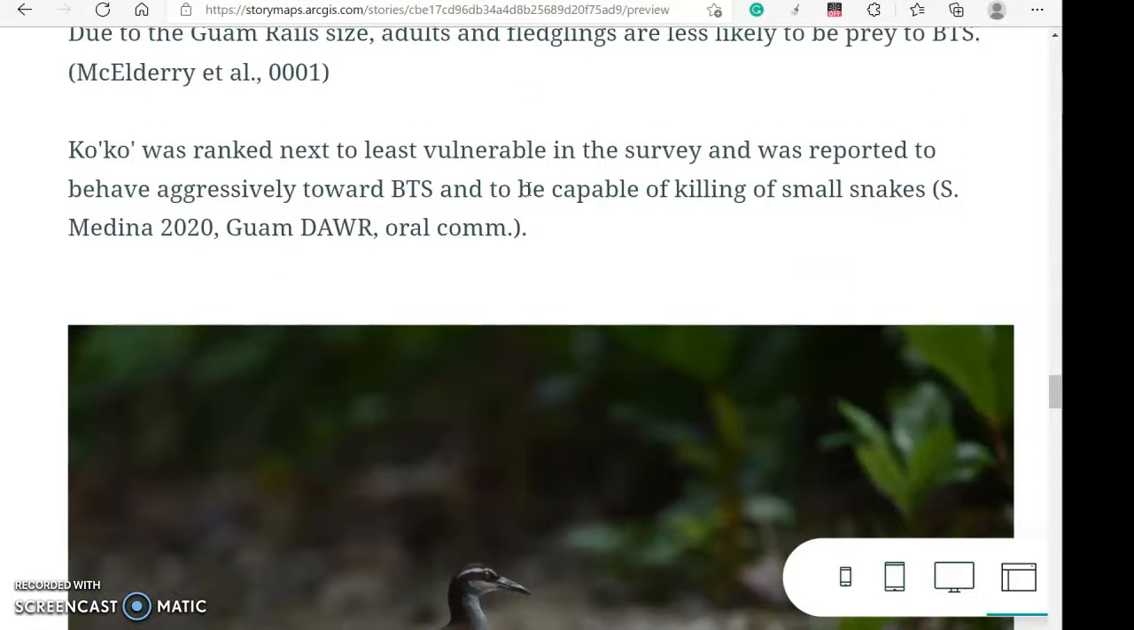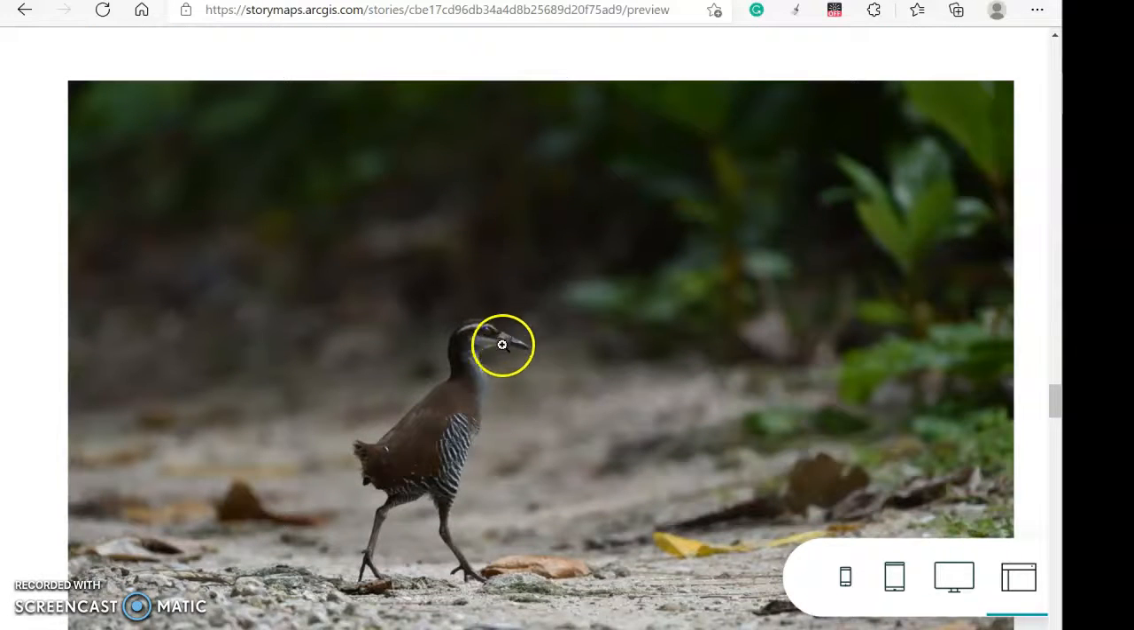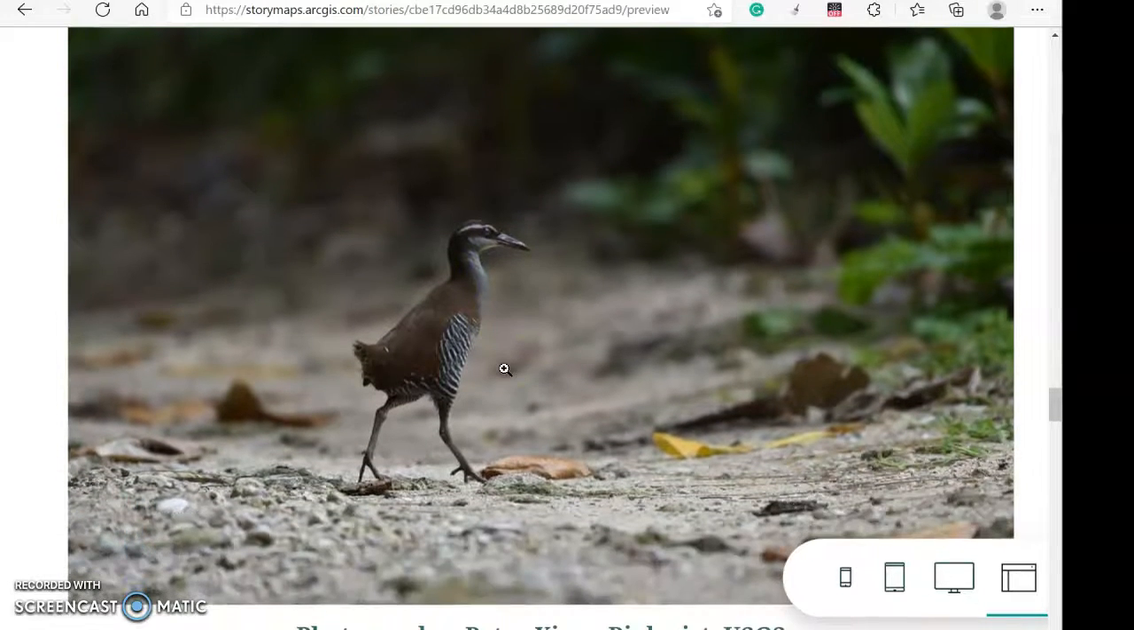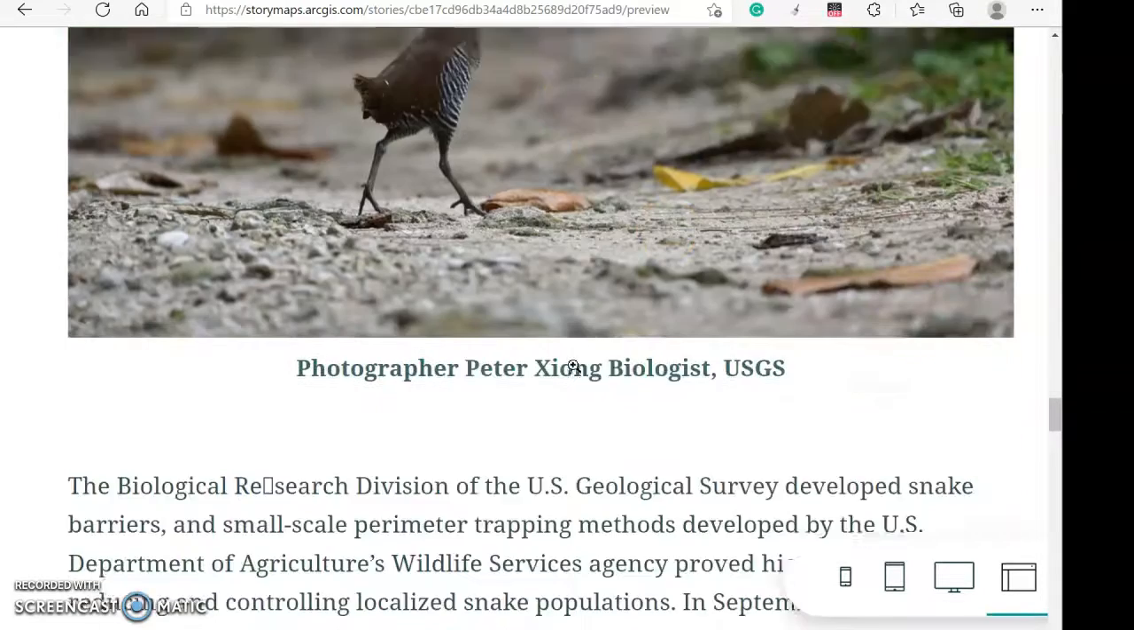Cocoa was ranked next to least vulnerable in this survey way back then, and was reported to behave aggressively towards the brown tree snake, and they were capable of killing small snakes. This is a flightless Guam rail, or the cocoa bird, and you can see their beak is perfect for pecking small brown tree snakes.